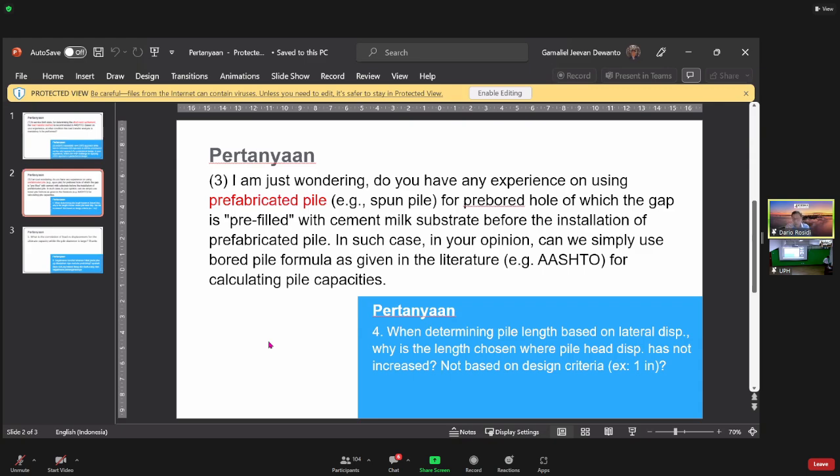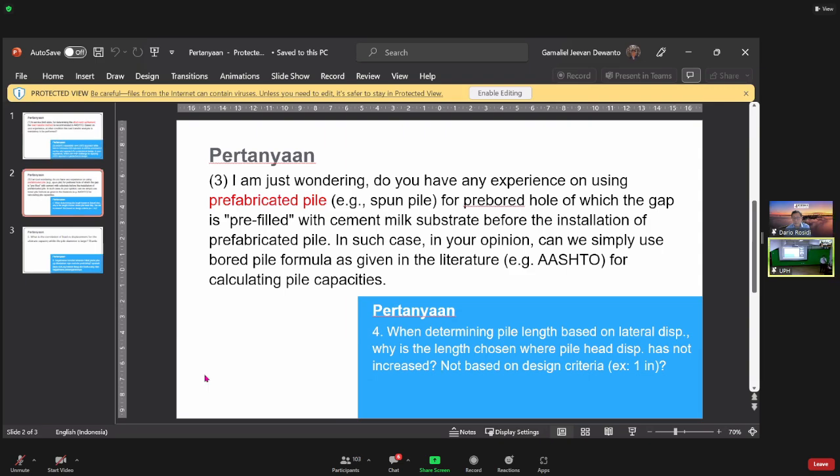seperti yang saya tunjukkan, kalau displacement-nya sudah nggak bertambah, berarti nggak ada gunanya kita perpanjang lagi tiangnya. Kalau di 30 feet displacement-nya sudah stabilize, kita nggak perlu memperpanjang tiang kita jadi 40 atau 50 feet. Tapi displacement-nya tetap harus memenuhi desain kriteria. Kalau desain kriteria nggak boleh lebih dari 1 inch, ya kita make sure tidak akan lebih dari 1 inch.